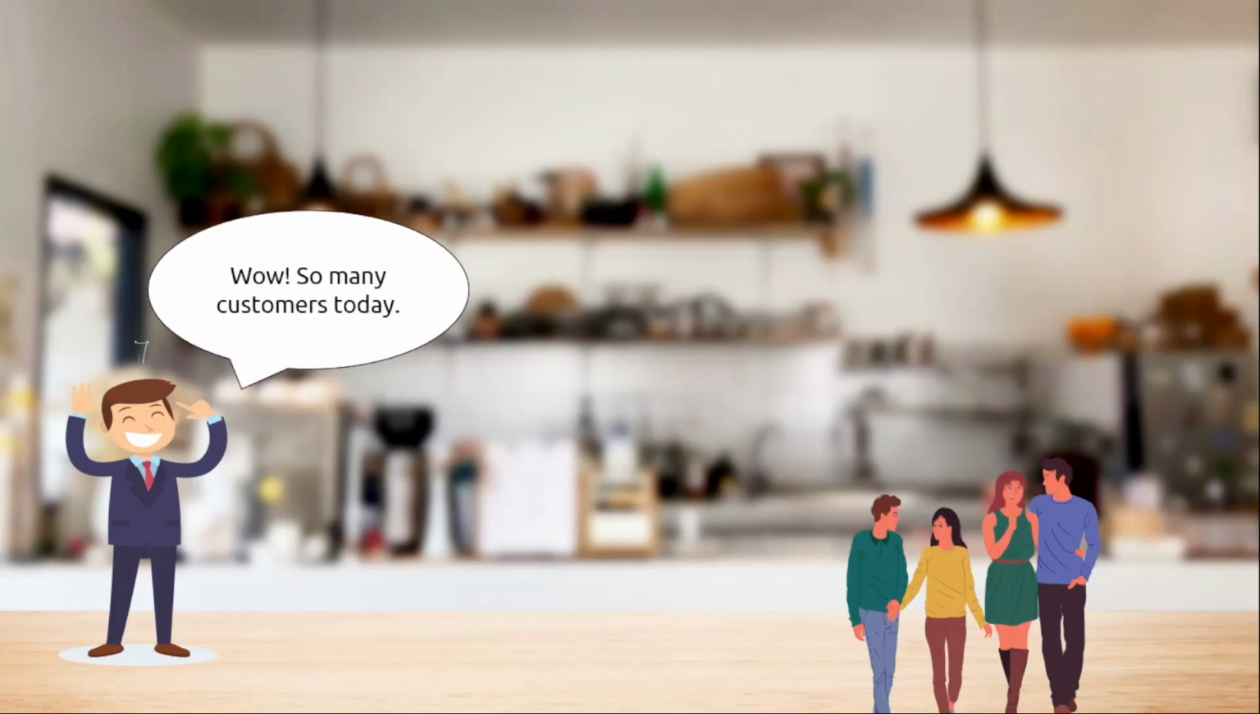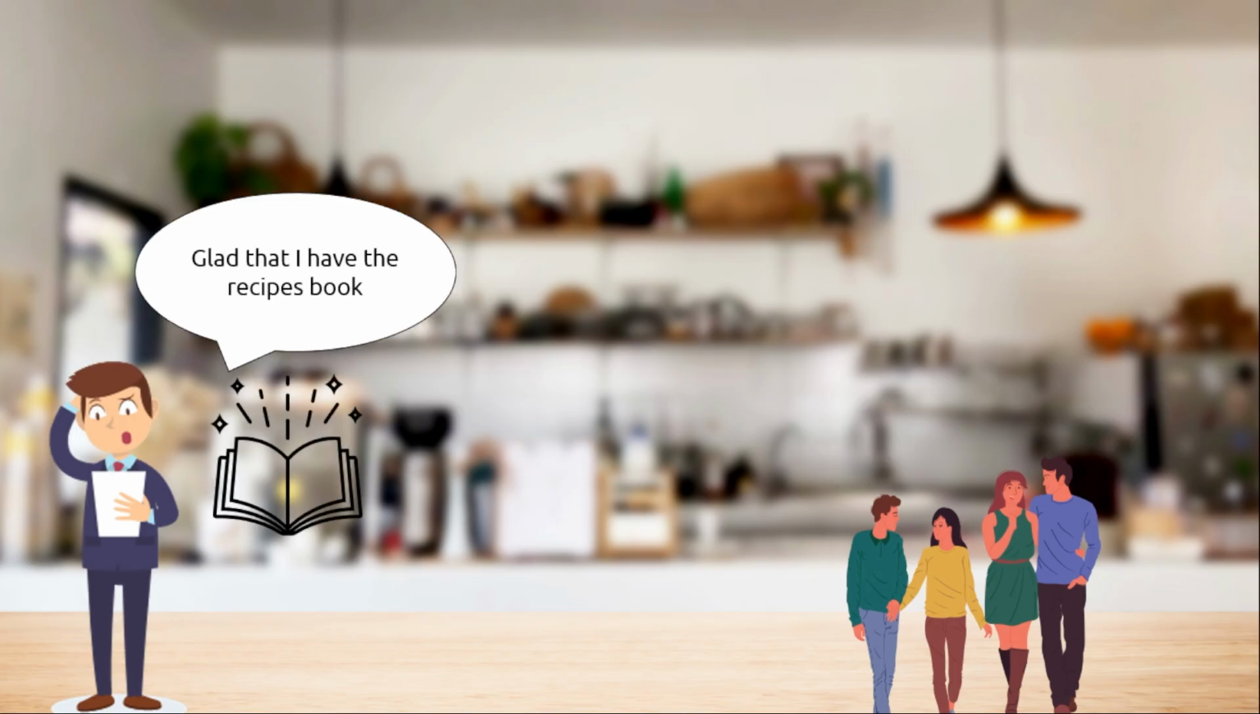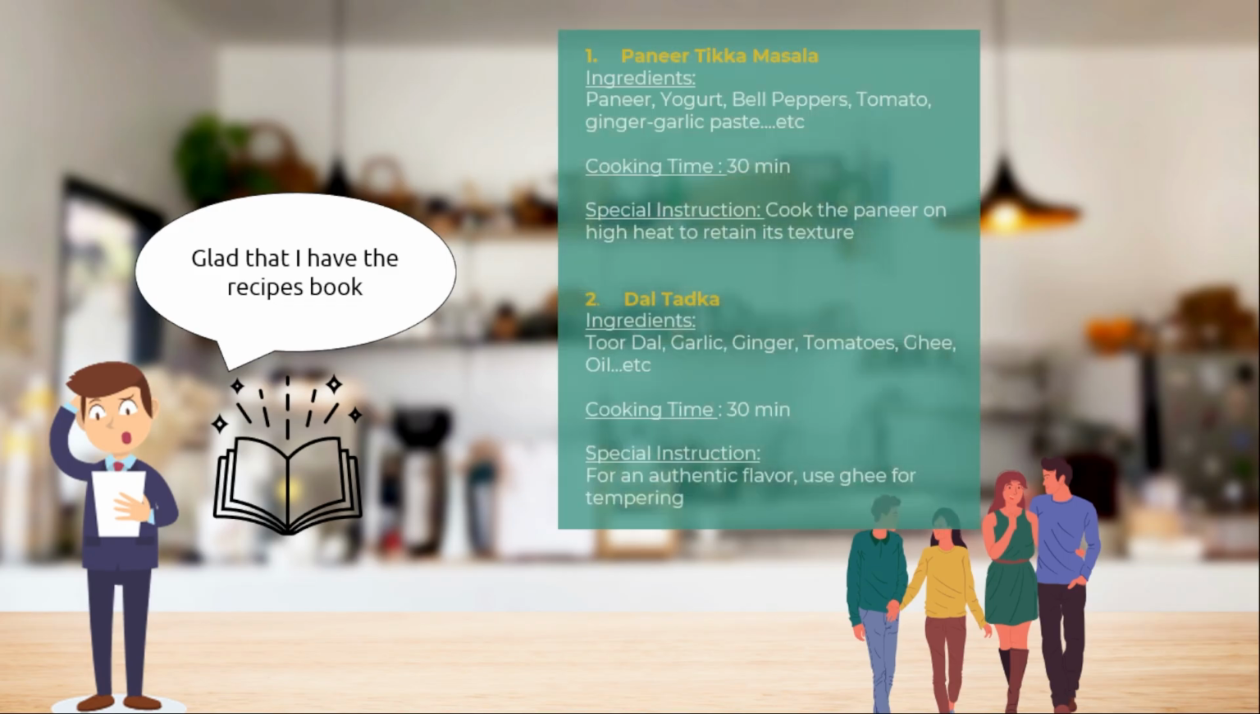So there is a restaurant and the restaurant owner is quite happy because there are so many customers today. But the problem is they all order different recipes, right? Butter toast, bada pav, and all those kinds of stuff. So it is quite important for the restaurant to maintain the quality of food which the restaurant is known for. So the restaurant has something called the recipe book. We are going to see what it means in a second.